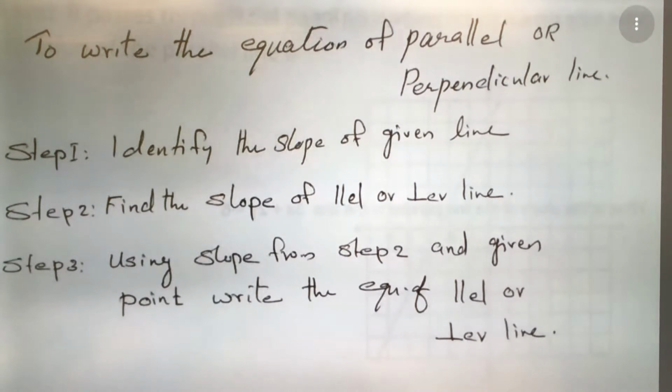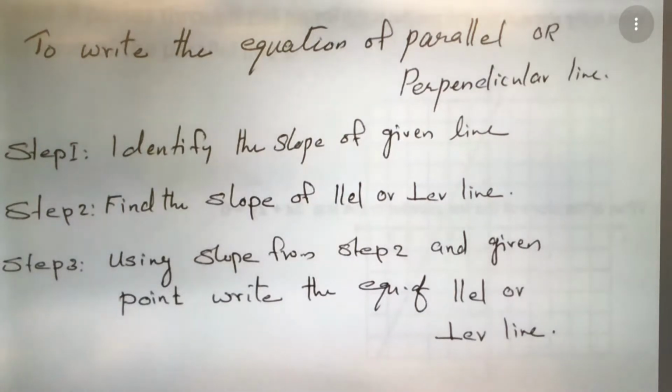The normal procedure to write the equation of a parallel or perpendicular line, I have explained in 3 steps. The first is you need to identify the slope of the given line, because you are going to write the equation of a line that is parallel or perpendicular to your given line. From the slope of the given line, you can identify the slope of the parallel or perpendicular line. If the lines are parallel, they have the same slope. If lines are perpendicular, the slopes are opposite reciprocals.